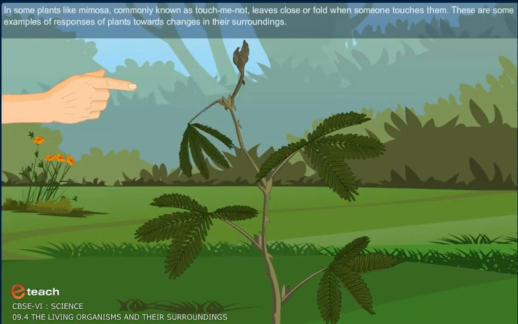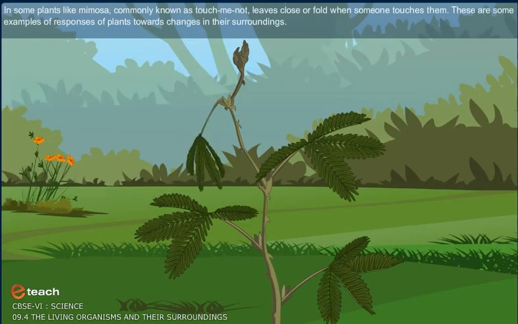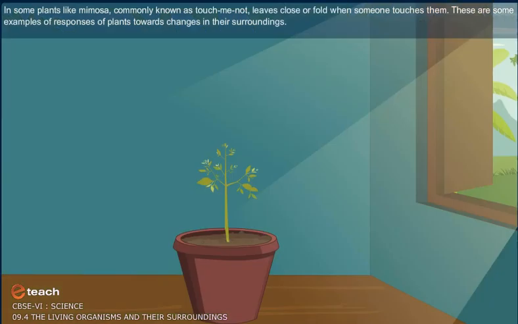In some plants like mimosa, commonly known as touch-me-not, leaves close or fold when someone touches them. These are some examples of responses of plants towards changes in their surroundings.